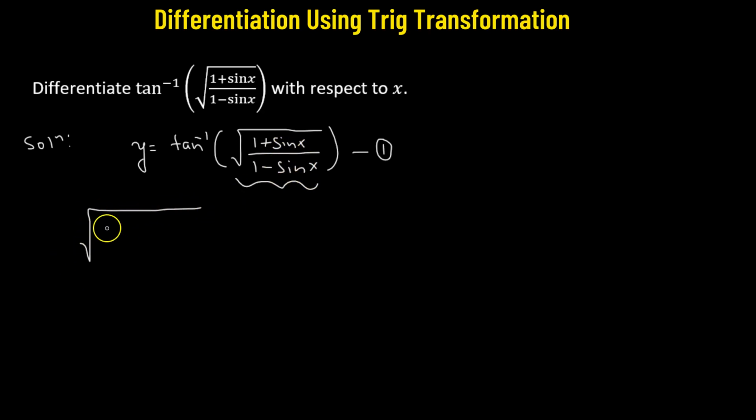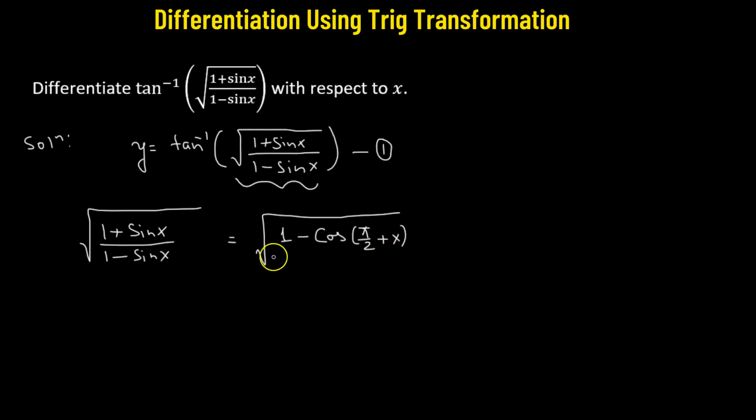So let's begin. Here we have square root of 1 plus sine x divided by 1 minus sine x. Convert the sine function to the cosine function. So here we will have 1 minus cosine of pi over 2 plus x divided by 1 plus cosine of pi over 2 plus x. Here we are making use of the fact that cosine of pi over 2 plus x is simply equal to, so cosine will become sine of x, but since we are in the second quadrant where sine is negative, we have negative sine of x.